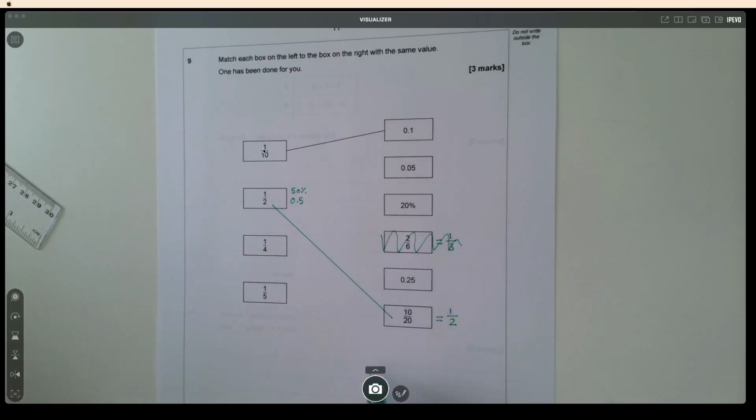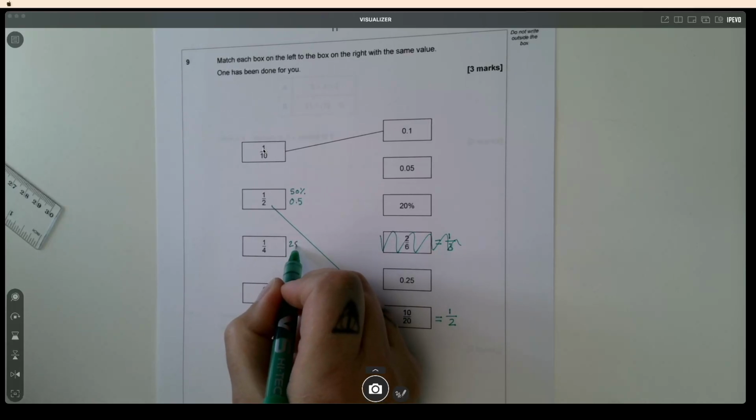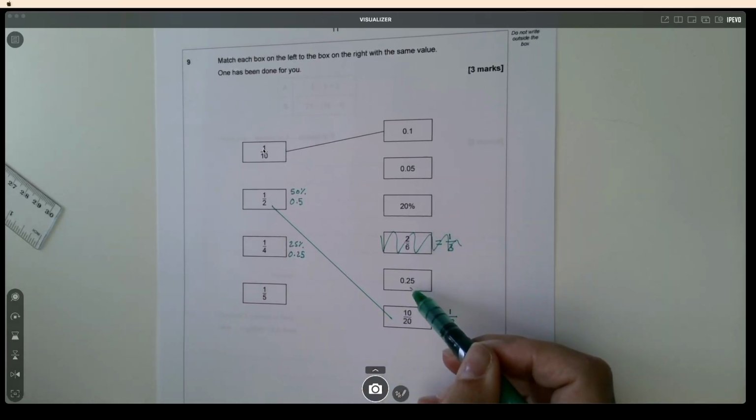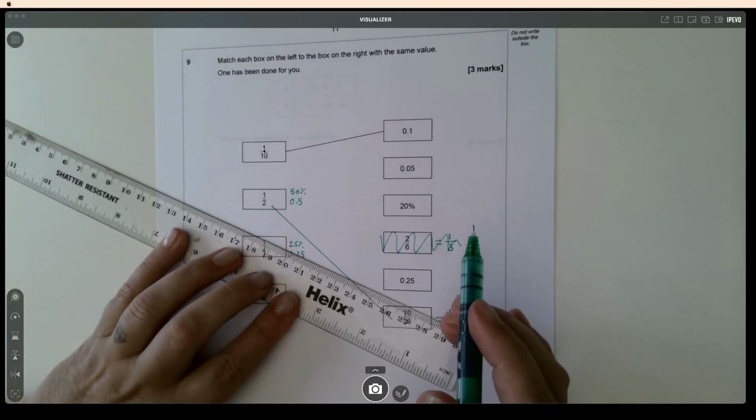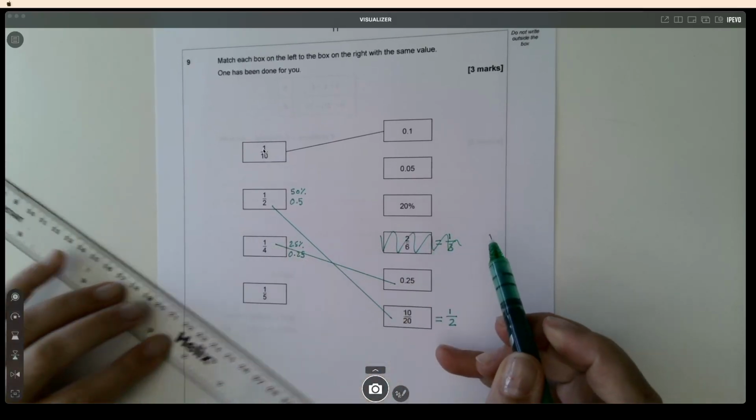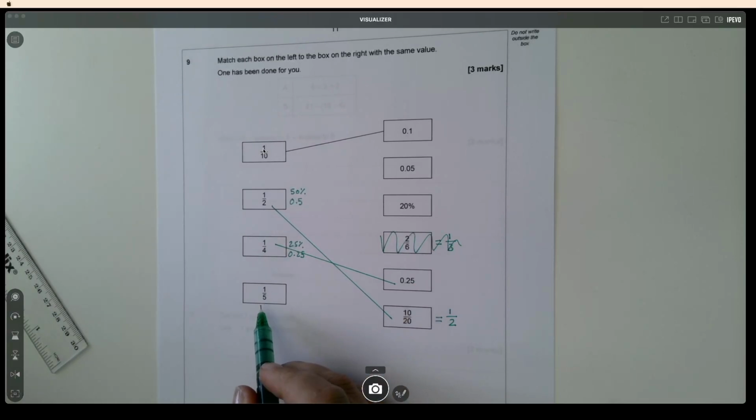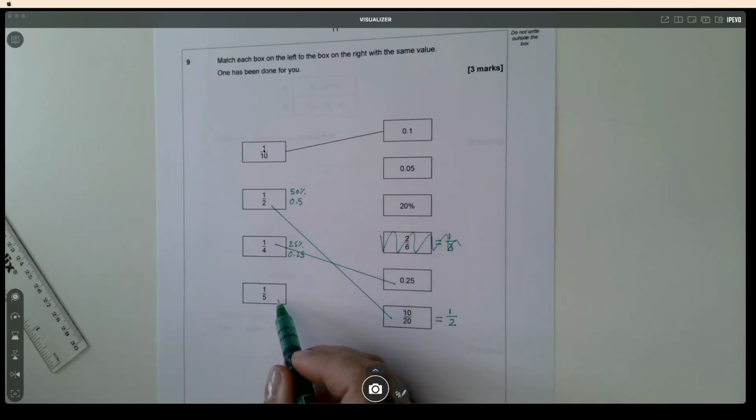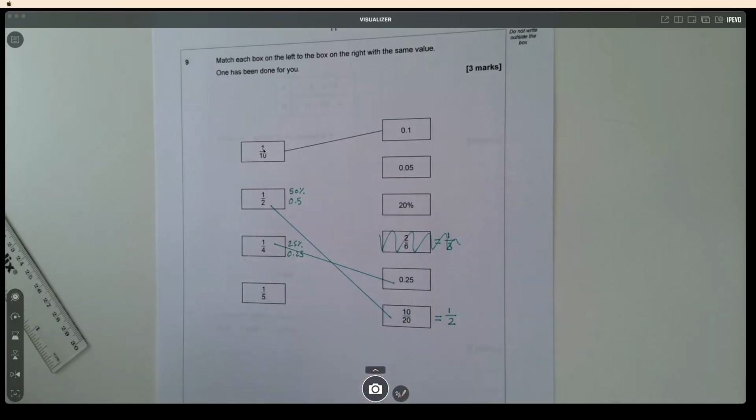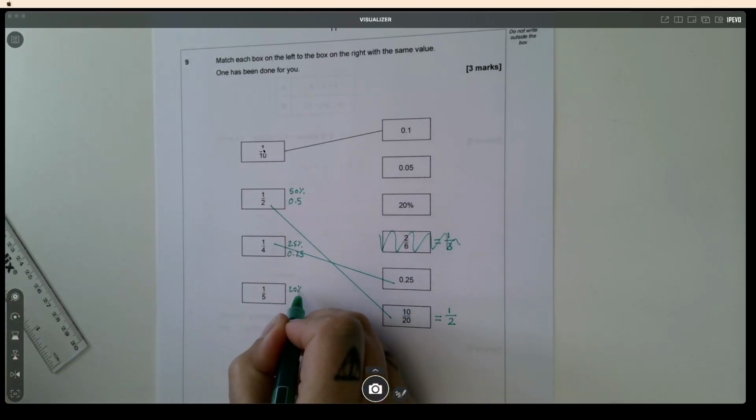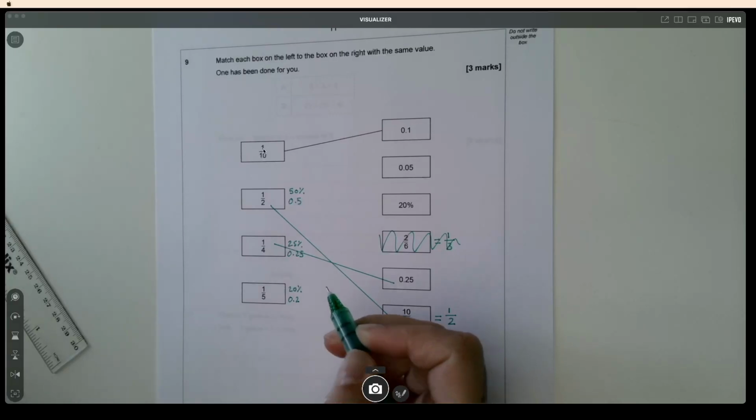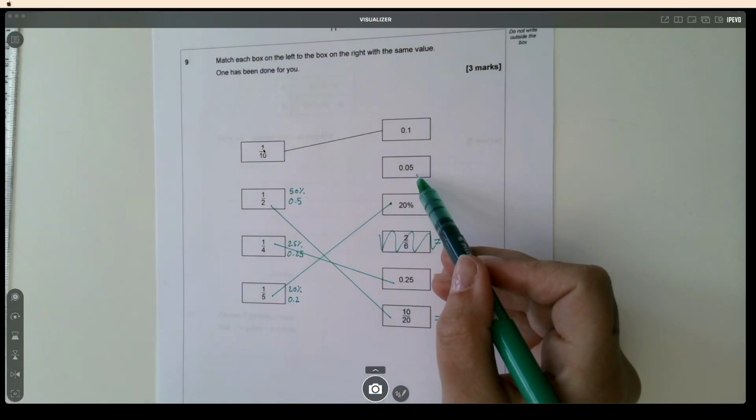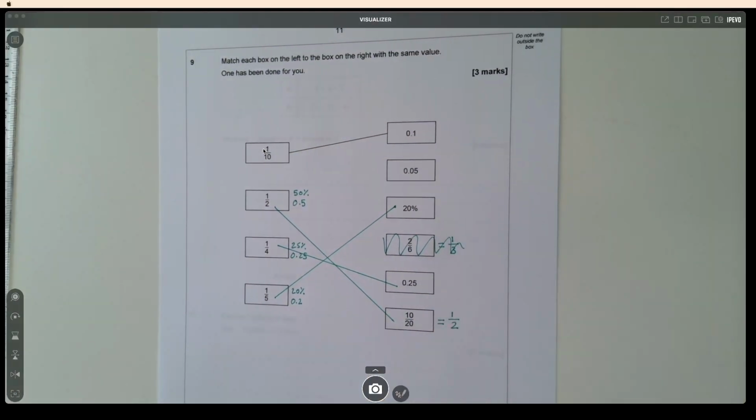Again, we need to know decimal and percentage equivalents. So 1/4 is 25% or 0.25. I have 0.25 as a decimal there, so we can match these 2 up. Lastly, we've got 1/5. And it's either going to match to 0.05 or 20%. So again, we want those decimal and percentage equivalents for 1/5. As a percentage, it's 20%, and as a decimal, it's 0.2. So it's quite clear that we're going to join it to the 20% box, and we actually didn't need 0.05 or 2/6 to answer this question.